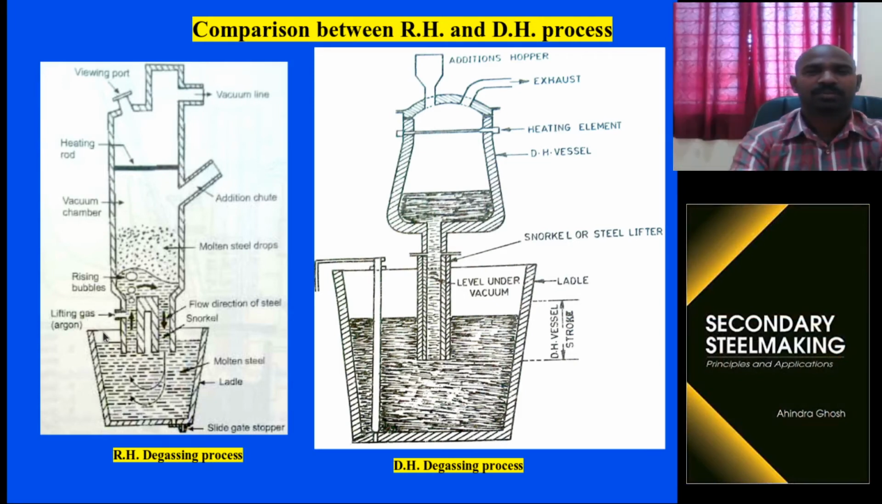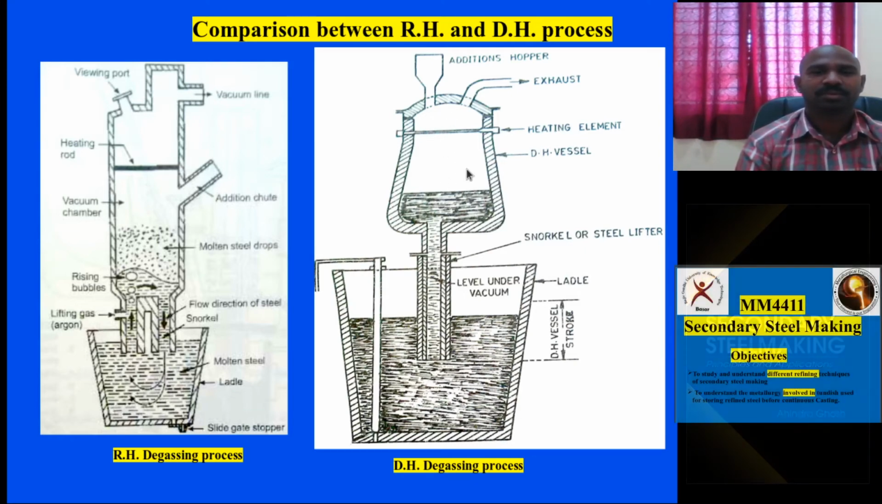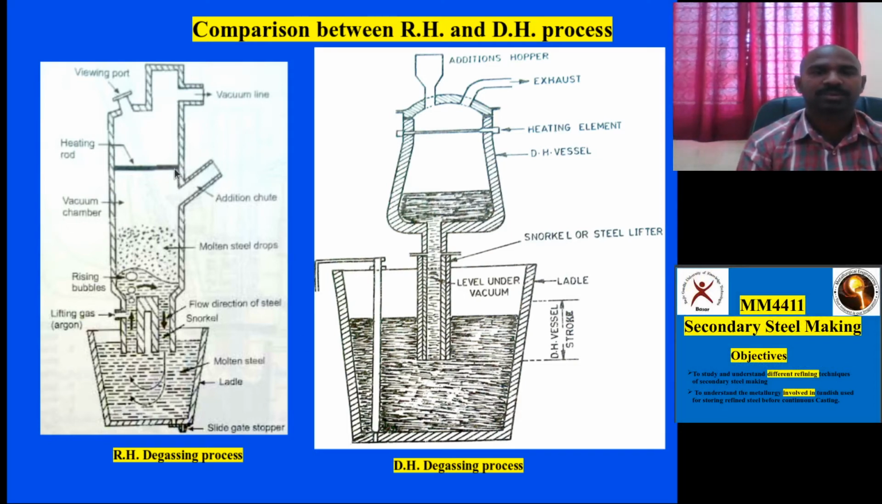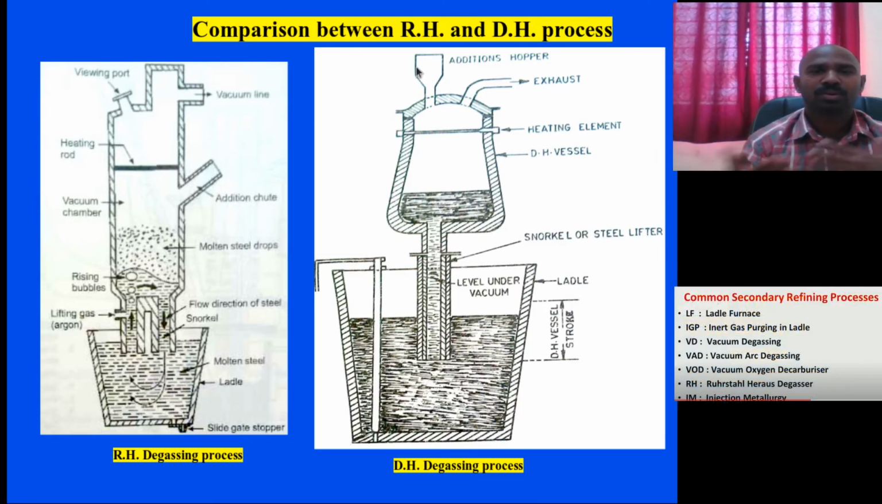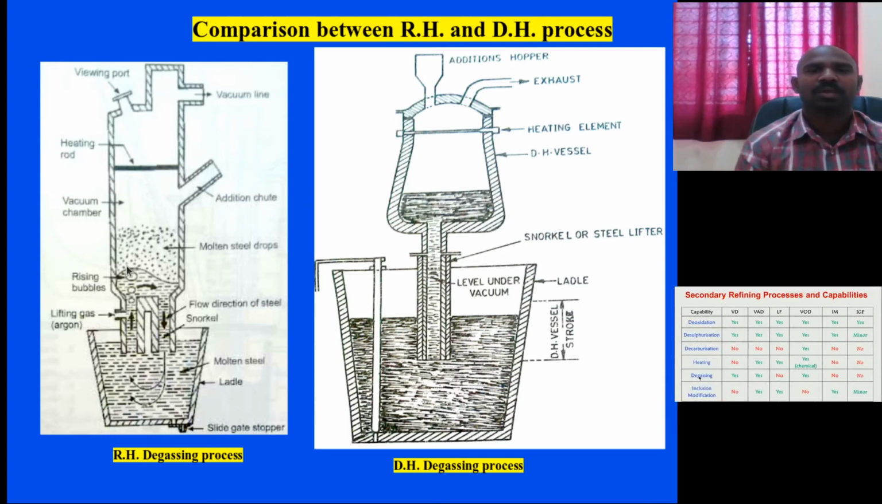Here the lifter gas is argon. Here this DH vessel is moved up and down. No argon lifter gas, and there is a provision for alloying additions, and a temperature adjusting heating rod is there, so again in DH degassing temperature adjustment is there. There are many differences between the RH degassing process and the DH degassing process.